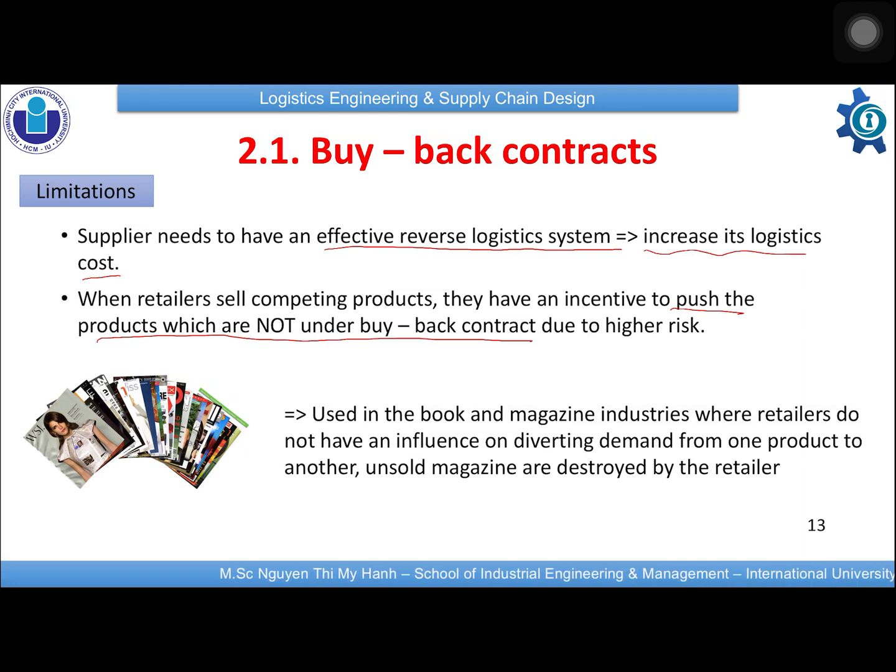So buyback contracts are usually used in the book and magazine industry, where the retailers do not have an influence on diverting demand from one product to another. And the unsold magazines will be destroyed by the retailer, and the retailer just needs to keep the cover of the magazine and send it to the supplier. Okay.